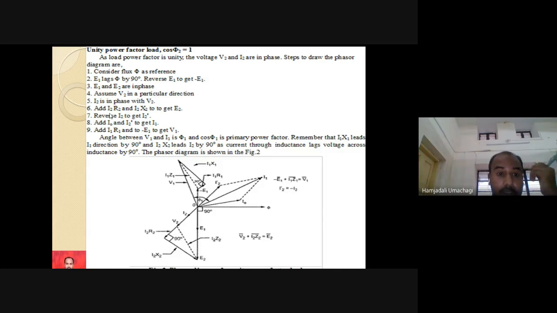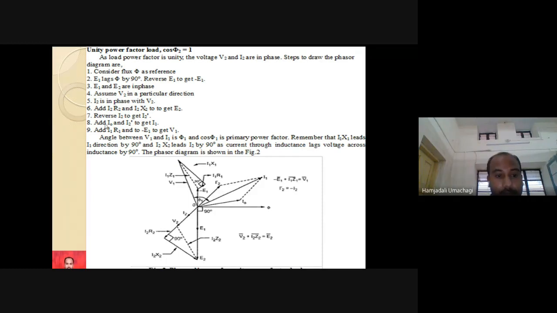Next step is step number 7. Reverse I2 to get I2 dash. So where is my I2? This is my secondary current I2. If I reverse, that means we have to take the anti-phase, with the same length. So if this is my I2, then this will be my I2 dash. Reverse I2 to get I2 dash. So if I take its reverse direction, then it becomes I2 dash.